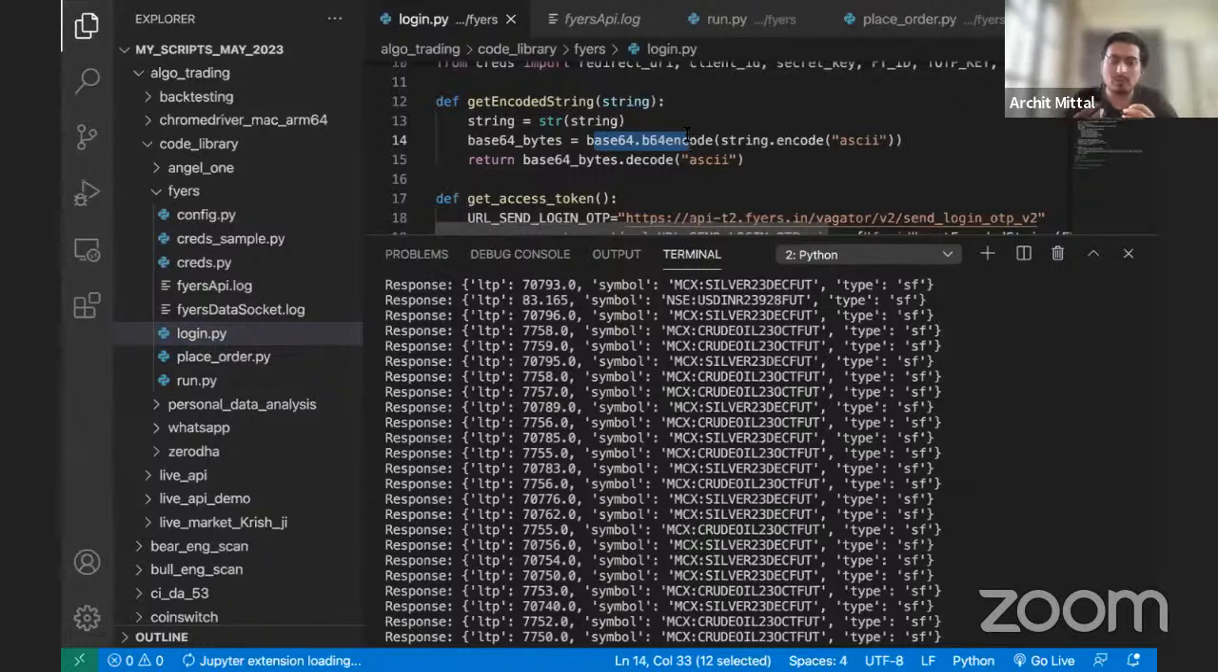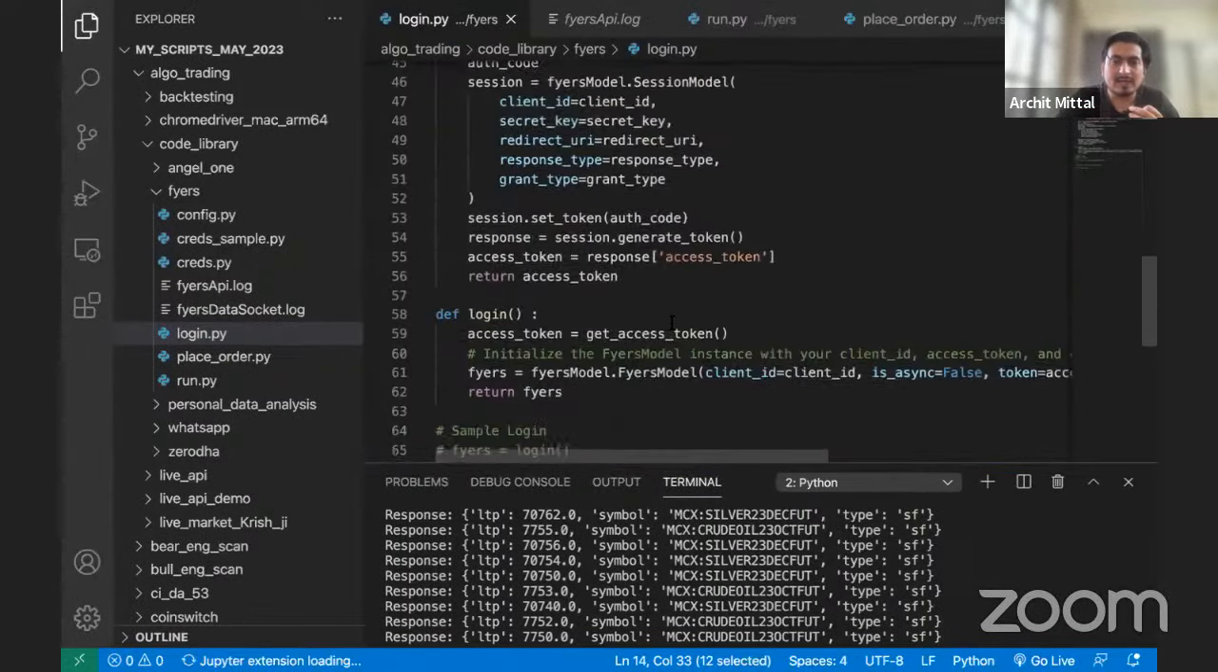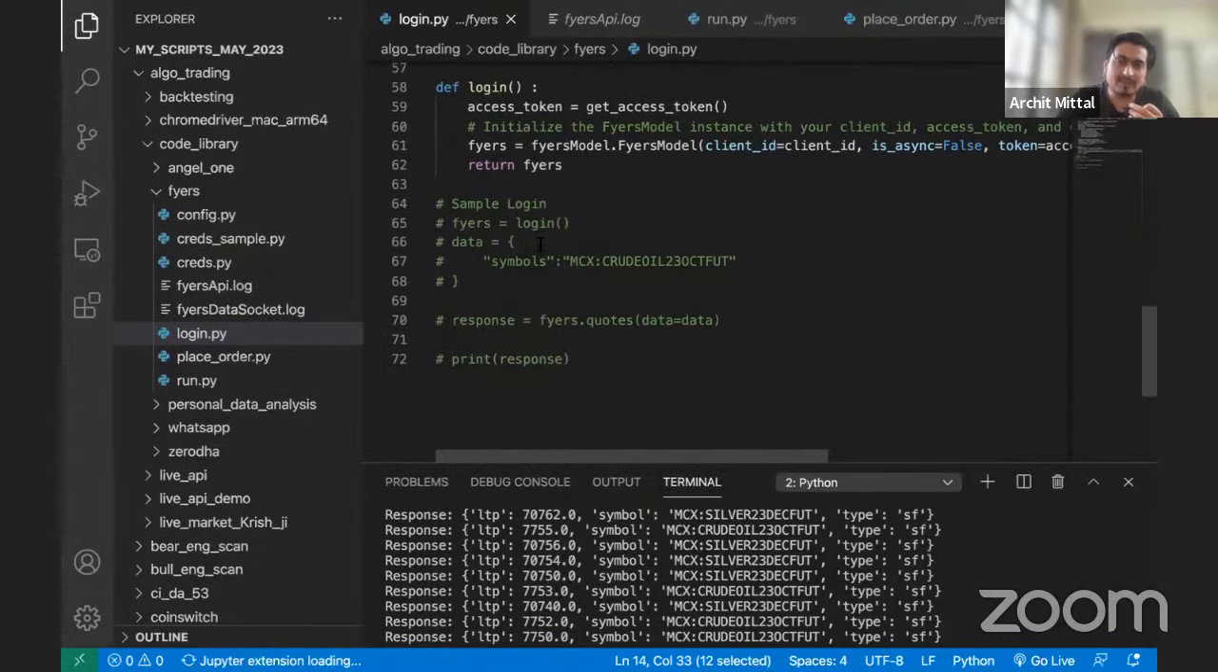The problem is, to increase the course curriculum or course sizes, most of the institutes teach you multiple nonsense things. And you get confused. You think, what is happening? I am just telling you one thing: you don't have to look around. You just take this file, do this login and just call this login.